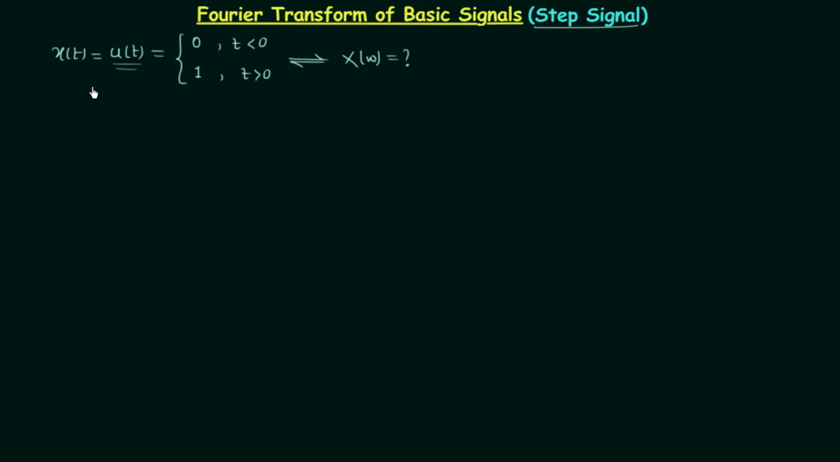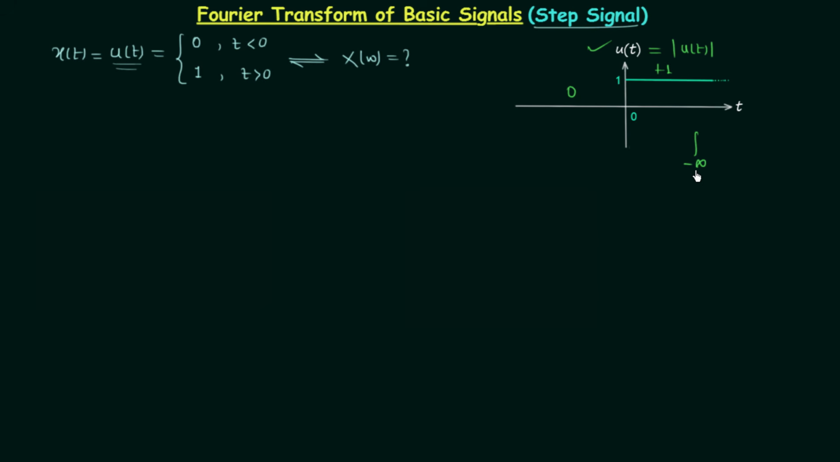For this we will first find whether u(t) is absolutely integrable or not, because we can use the formula of Fourier transform only when u(t) is absolutely integrable. For this we will use the waveform of u(t). You can see u(t) has the value 0 from minus infinity to 0, and the value plus 1 from 0 to infinity. So the magnitude of u(t), or mod u(t), will have the same waveform as u(t).